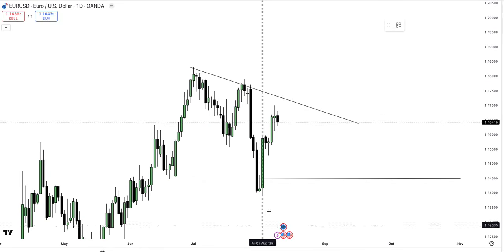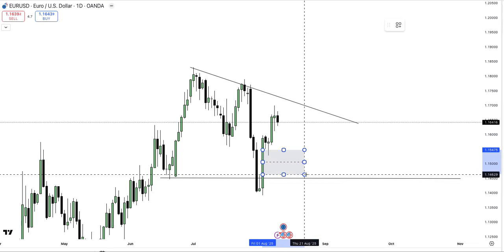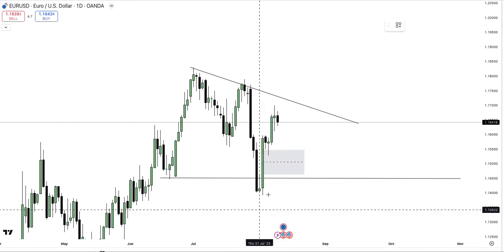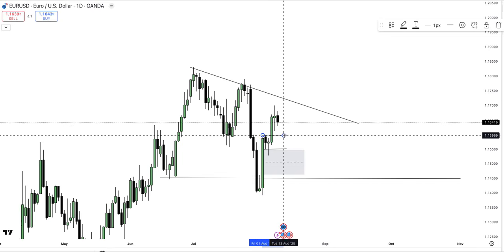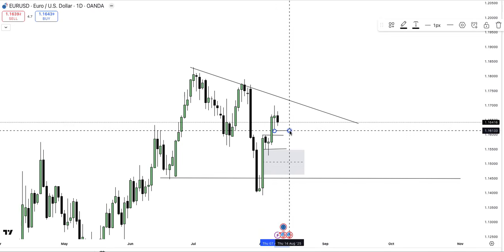So in a cleaner sense, this is what you're going to look out for. This was a fair value gap here. You see price tap into that fair value gap, displace back to the upside, and have a break of structure, leaving behind a nice fair value gap here, right?